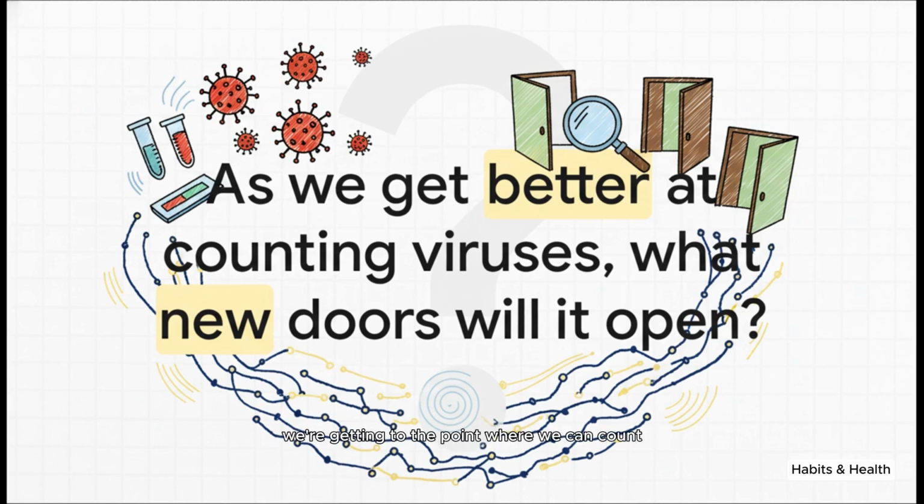We're getting to the point where we can count just a handful of virus particles in a single sample, which leads to a final, pretty fascinating question, right? As this molecular accounting gets even more precise, what new doors is that going to open up for us? I mean, could we predict how severe an illness will be from day one? Or maybe even stop the next pandemic before it ever really gets started? The possibilities are really just beginning to unfold.